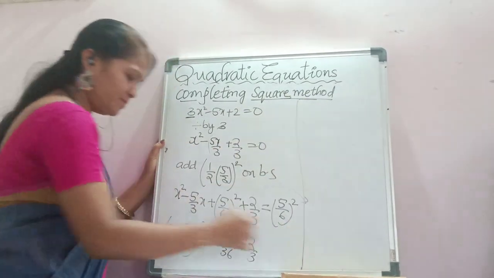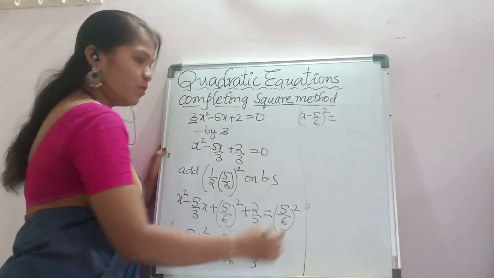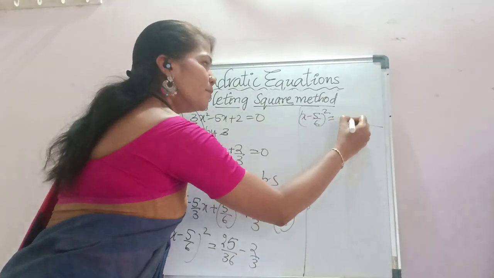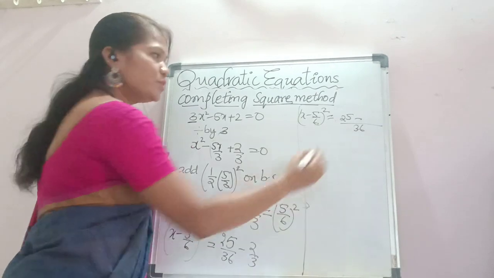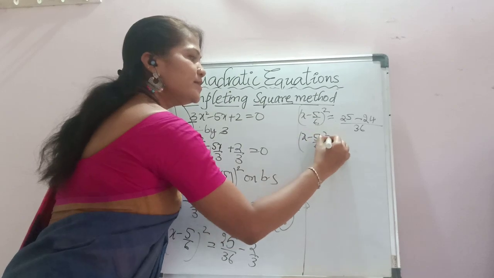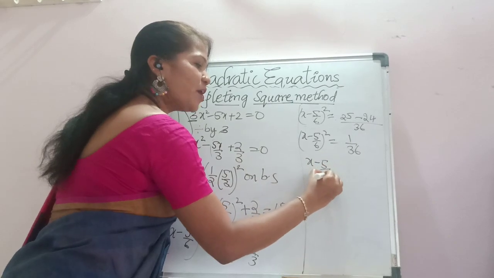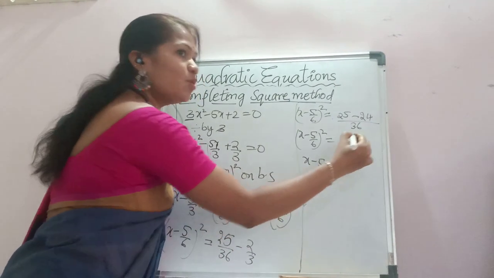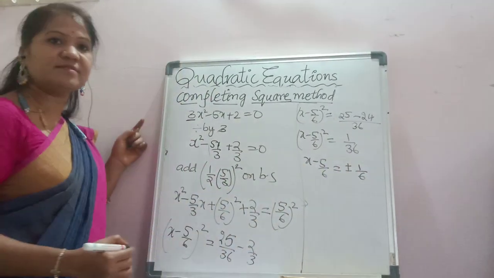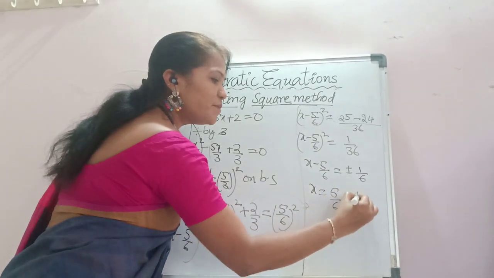Then (x minus 5 by 6) whole square is equal to, what is the LCM? 36, right? Then 25 minus 3 twelves, 12 twos are 24, isn't it? So (x minus 5 by 6) whole square is equal to 1 by 36. Taking the square root on both sides, I get x minus 5 by 6 is equal to plus or minus root of 1 by 36, which is plus or minus 1 by root 36, what is it? 6. Now send this minus 5 by 6 to that side. Transform it. So 5 by 6 plus or minus 1 by 6.